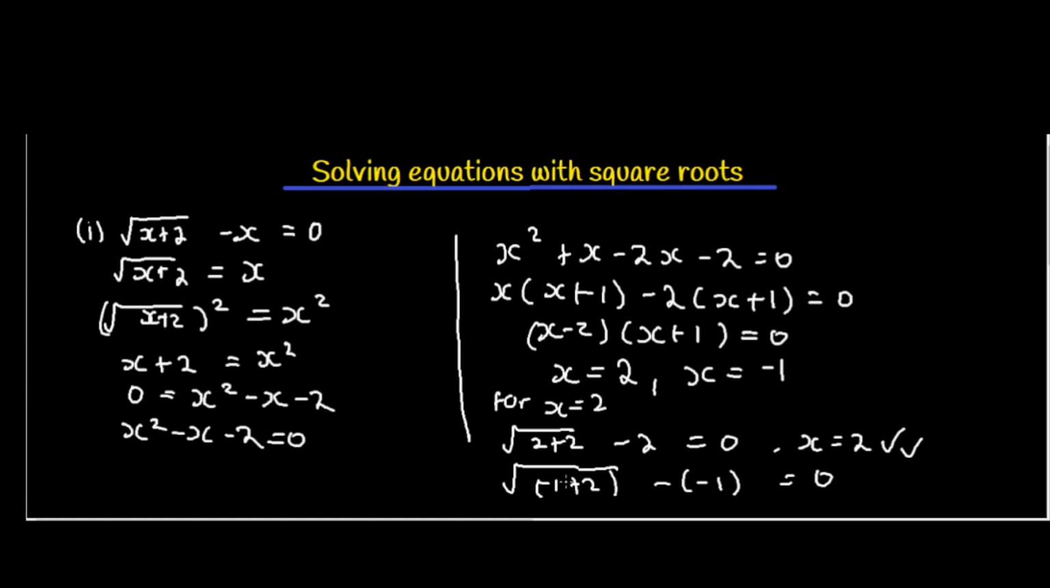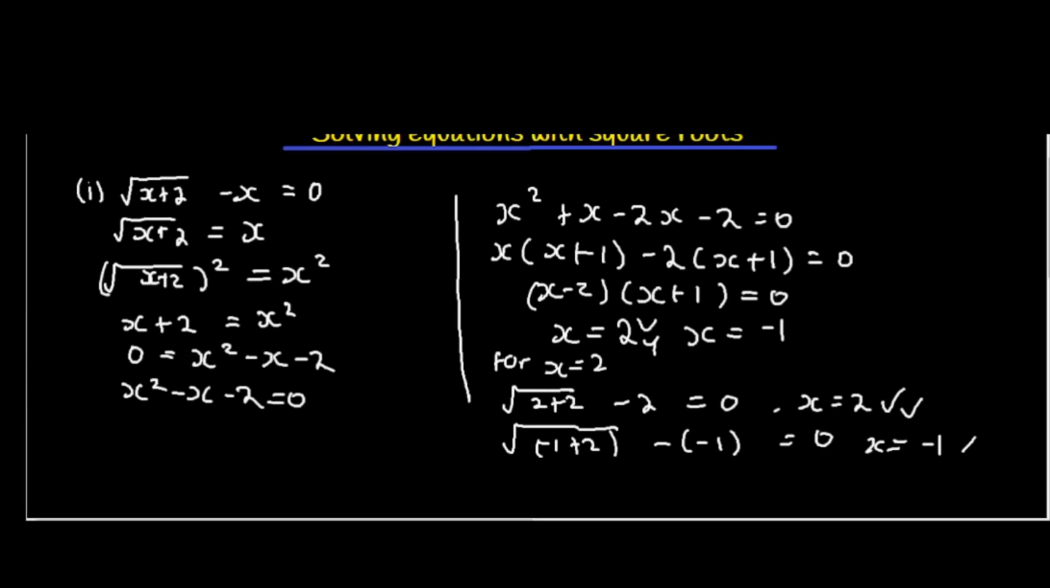So let's try to evaluate this. Negative 1 plus 2 is 1. Square root of 1 is 1. Then minus minus, so this here will give us a plus 1. So 1 plus 1 gives us 2, equal to 0. So it means that x equal to negative 1 is not the correct value. From there, we conclude that x equal to 2 is going to be our value of x, because we substituted negative 1 and it did not satisfy this equation here.